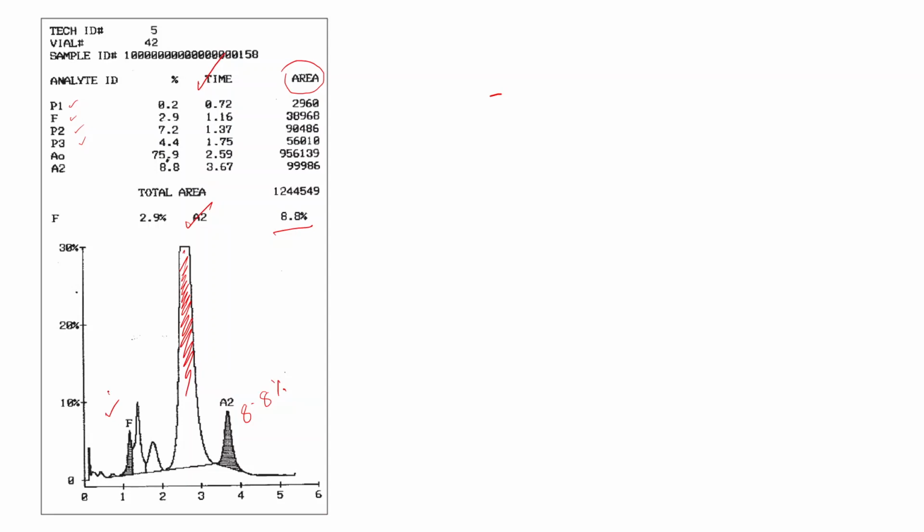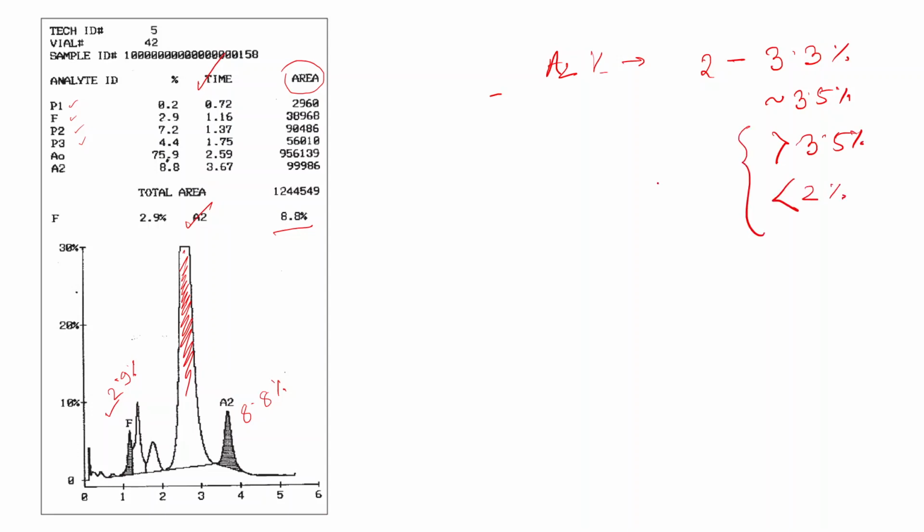and HbF. Now, what is the abnormality here? The abnormality is the A2 percentage. In a normal person, it can vary from 2 to 3.3 mostly. We can take till 3.5, but if it is more than 3.5 or less than 2, then those are abnormal. Of course, this HPLC curve is abnormal because it has a higher HbA2 of 8.8, and you can also see that the HbF is more. The HbF here is 2.9%. In a normal individual, this should be less than 1%, but here it is increased.